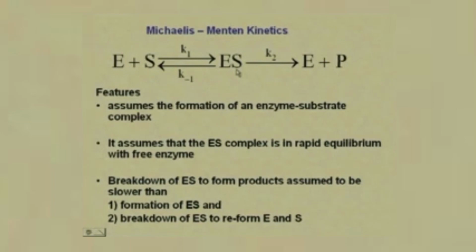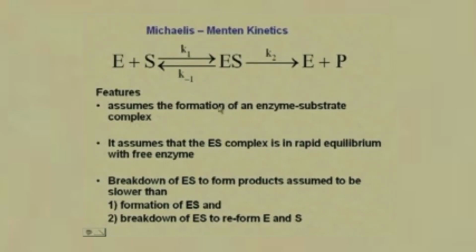Okay, so what we assume here is that the breakdown of ES to actually form the products is slower than the formation of ES and also slower than the breakdown of ES to reform E and S. So what are we saying here? We are saying that both K minus 1 and K2 are small, because the breakdown of ES to form the products is slow, and going back to form the enzyme and the substrate again is also a slow process.